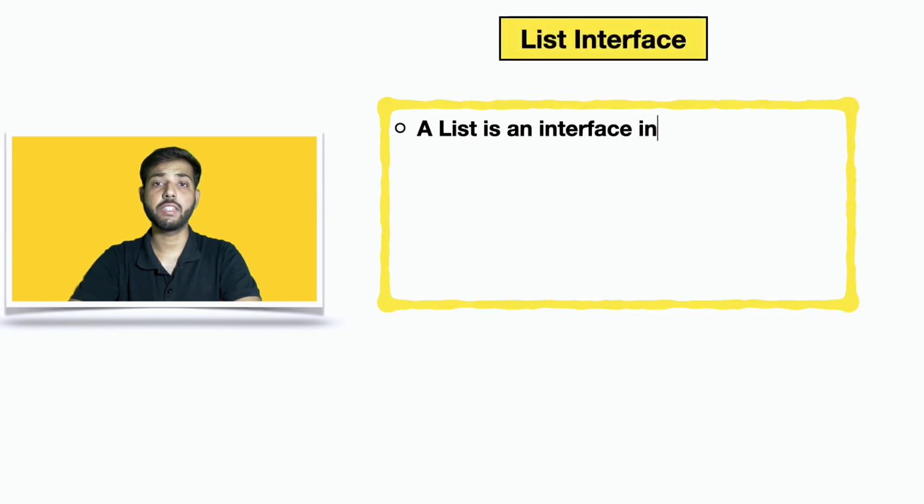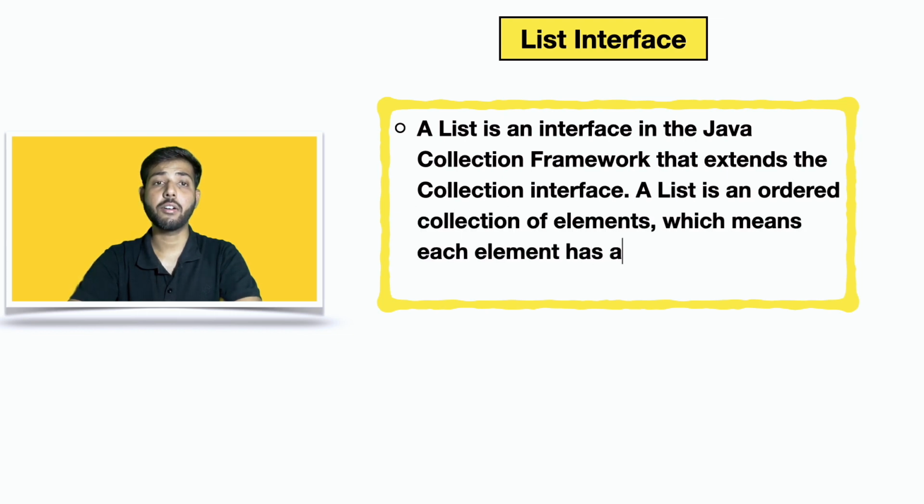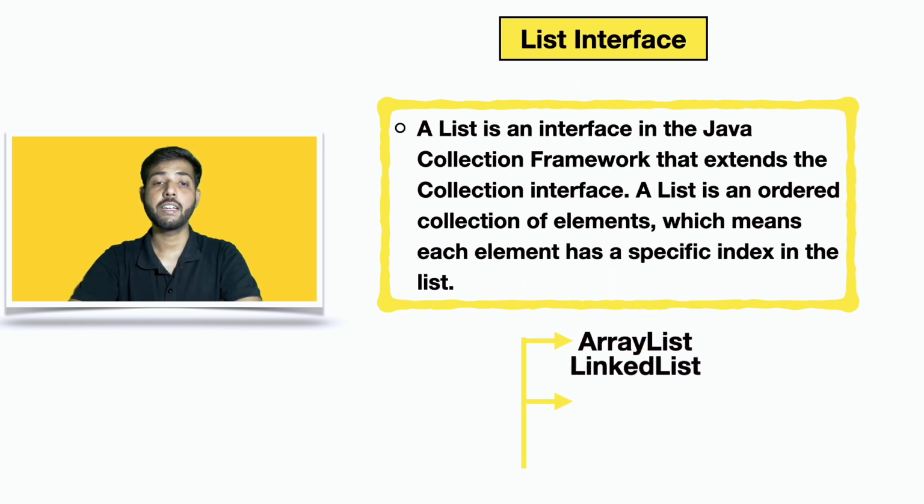First of all, let's talk about the list interface. List is an interface in the Java Collection Framework that extends the collection interface. A list is an ordered collection of elements, which means each element has a specific index in the list. Some of the common implementations of the list interface are ArrayList, LinkedList, and Vector.